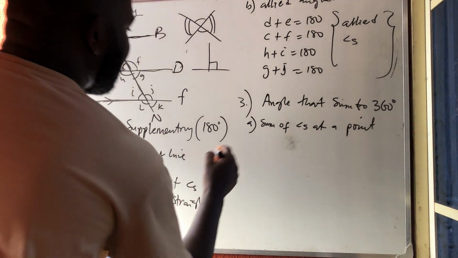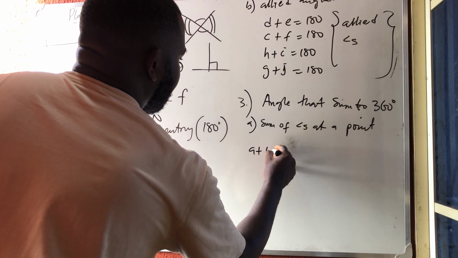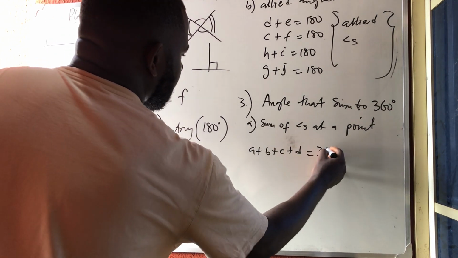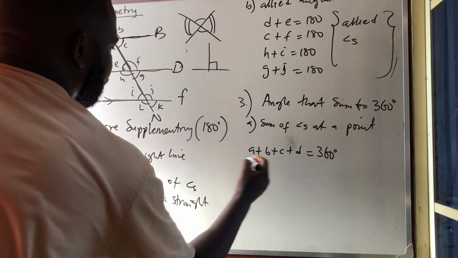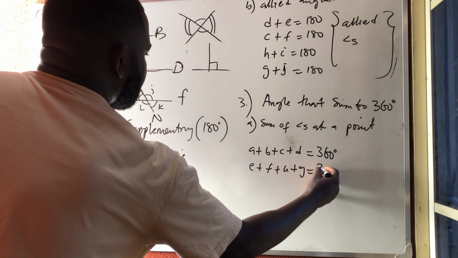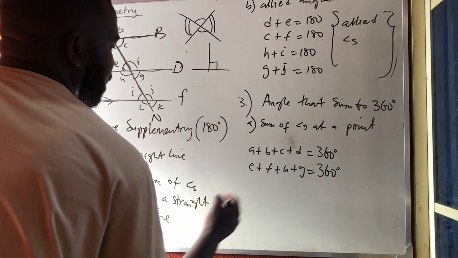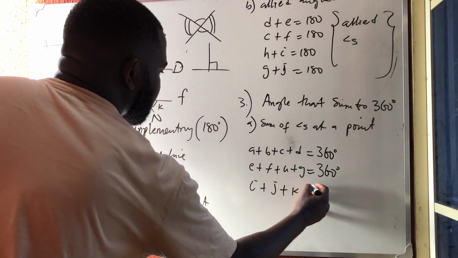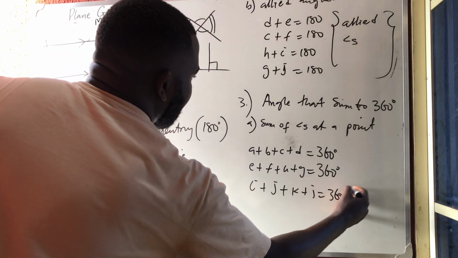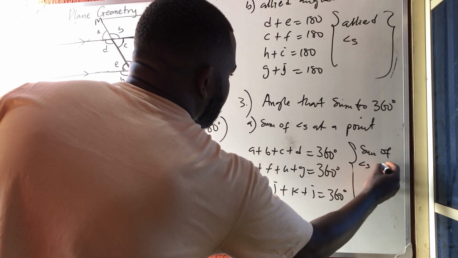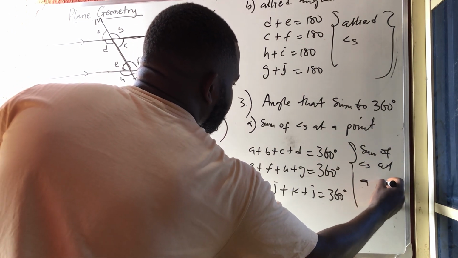You see, if you combine A plus B plus C plus D, they will give you a complete circle, which is what? 360 degrees. The next one, if you combine E plus F plus H plus G, it must give you 360. The next one, if you combine I plus J plus K plus L, it must give you 360. So my reason for all these things is what? Sum of angles at a point.